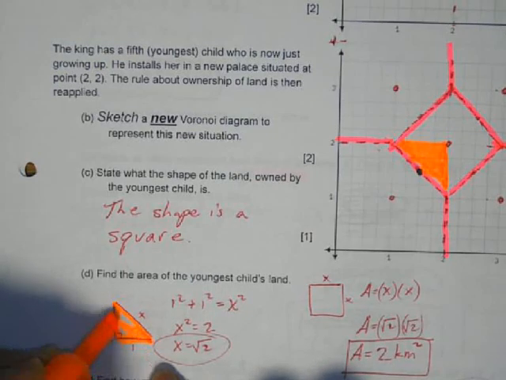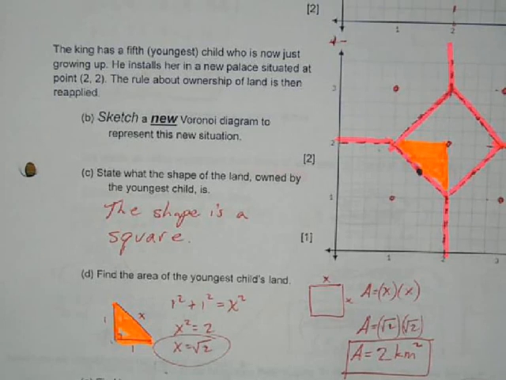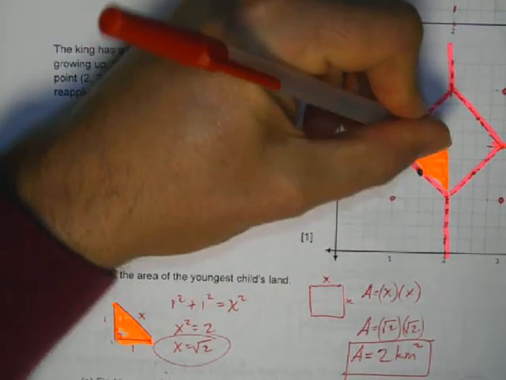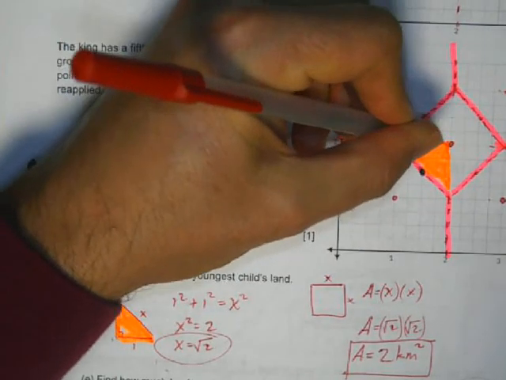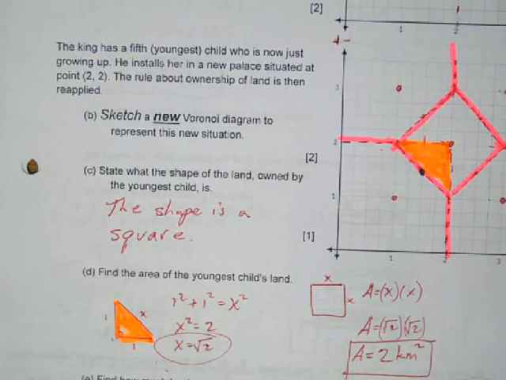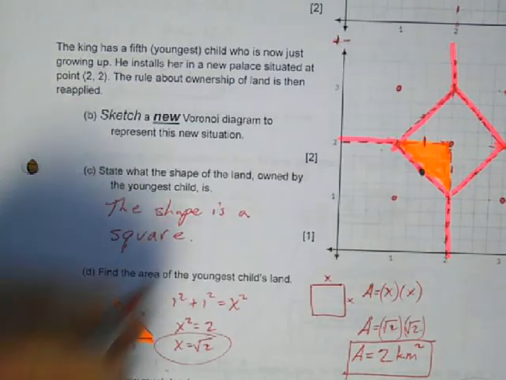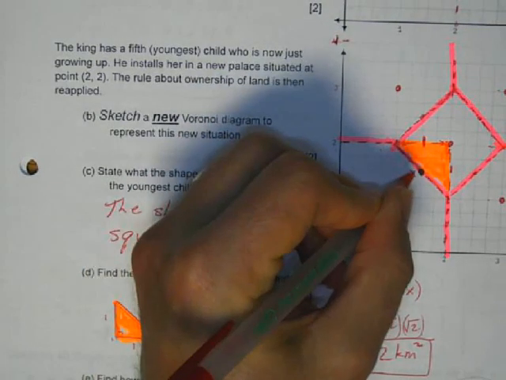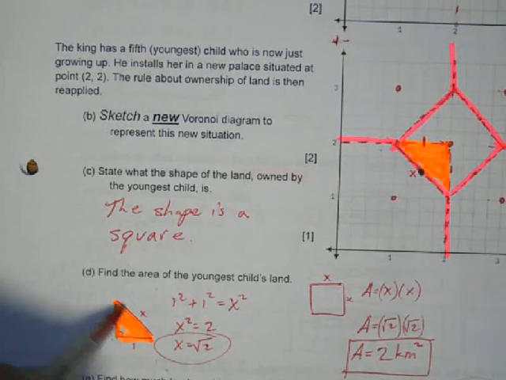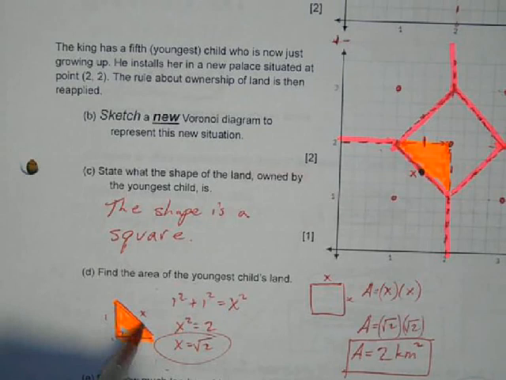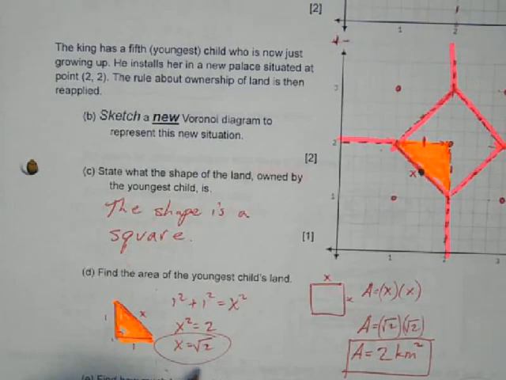We know that the length from here to here is 1 unit, and this has a length of 1 unit. So if this is 1 and that's 1, then I can figure out this diagonal length I'm calling x, using the Pythagorean theorem. 1 squared plus 1 squared is equal to x squared. And then I know that this length right here is the square root of 2.